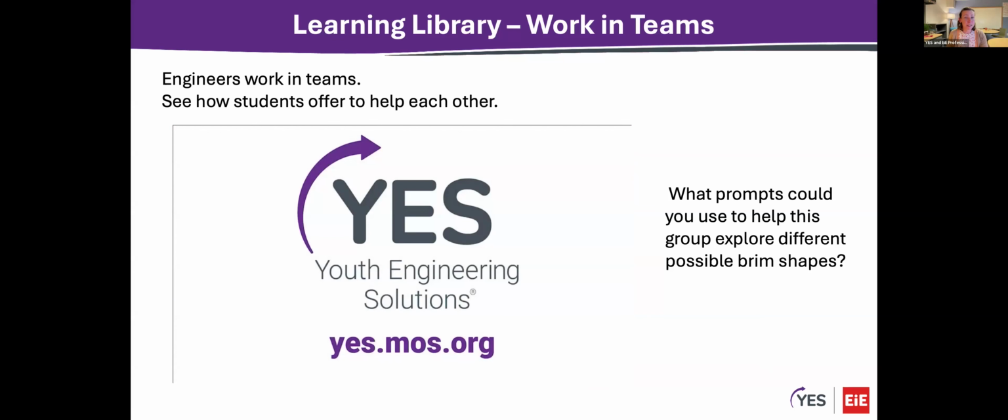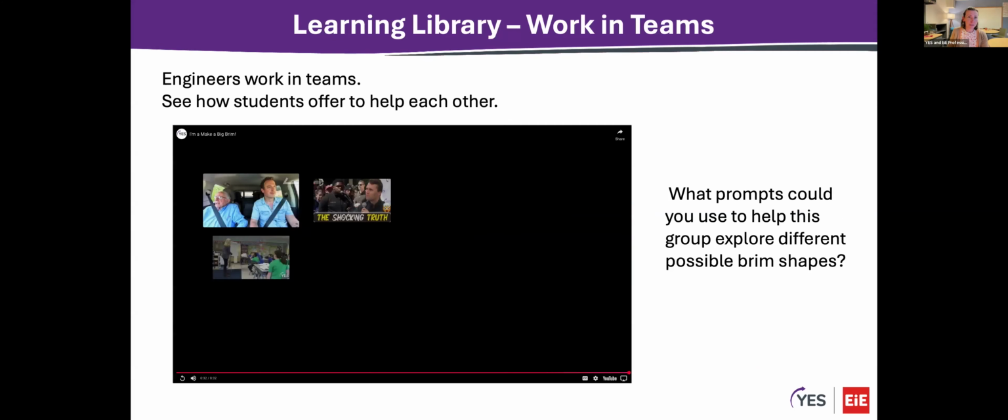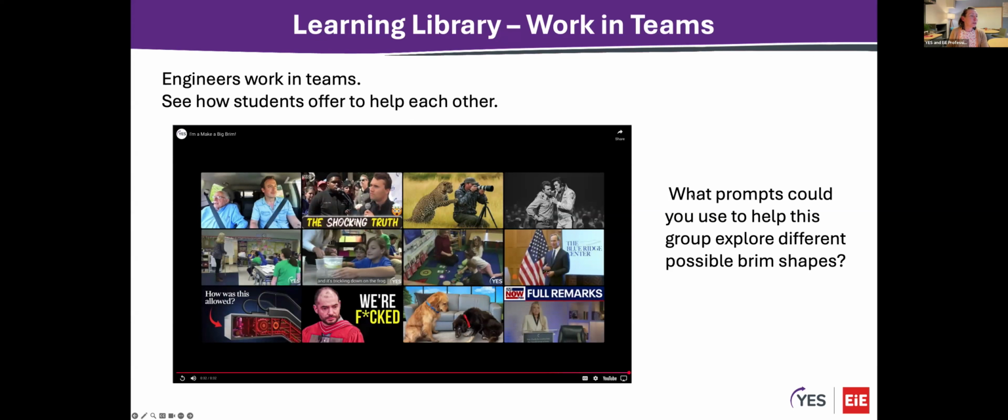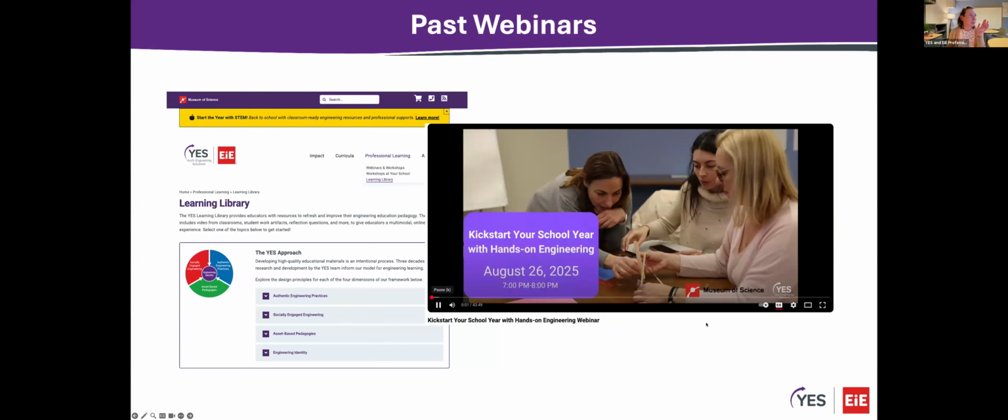So these are kids in kindergarten, asking for help. And really in our learning library, we ask questions, we have reflection prompts with some answers below, really thinking about, okay, what prompts could you use to help that group explore the different possible brim shapes? So this is a copy of where you would see our learning library.